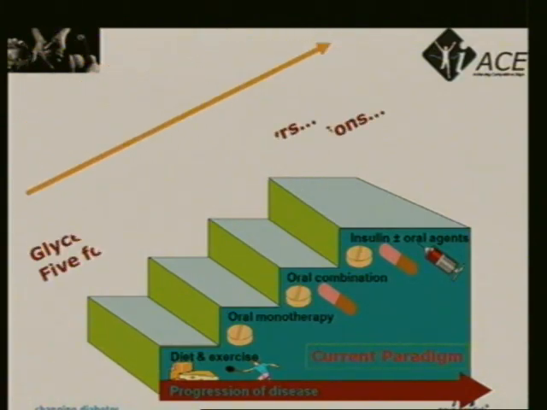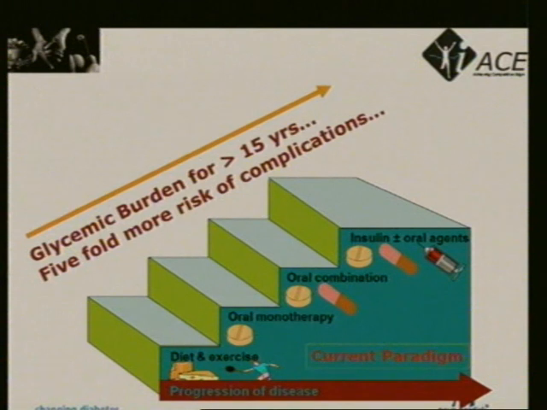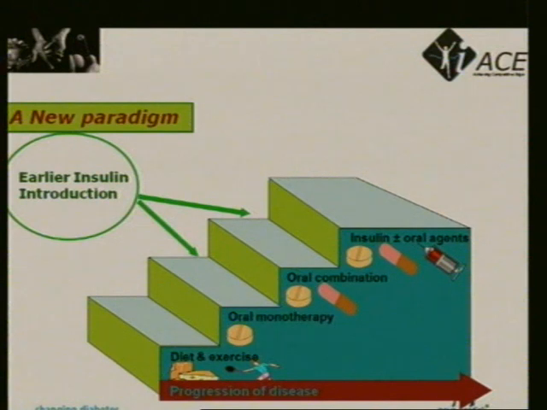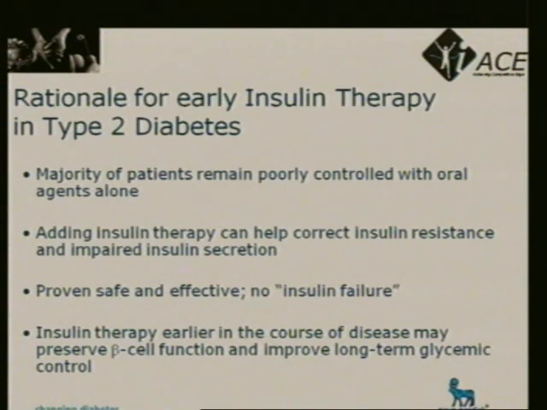So the paradigms have changed, and one is moving towards early insulin treatment, where before the oral agents fail, one can initiate insulin earlier, before one goes to combinations of 3 to 4 oral antidiabetic agents. So there is a definite role for early insulin treatment in type 2 diabetes. And there is a rationale for this: the use of early insulin in type 2 diabetes.